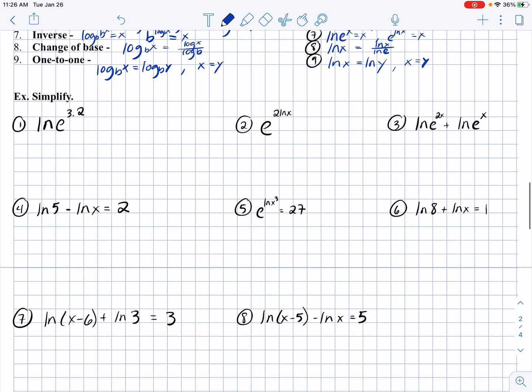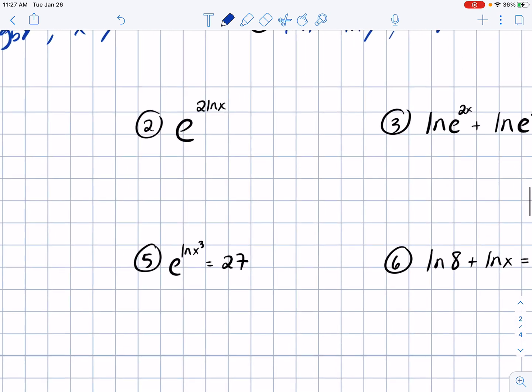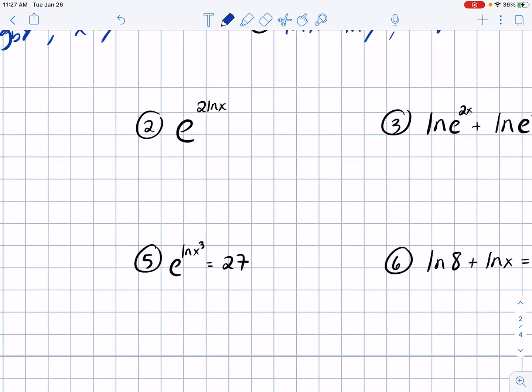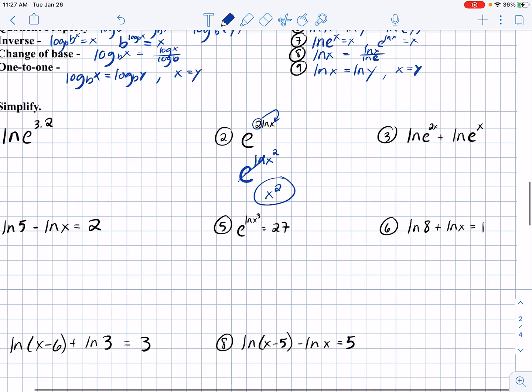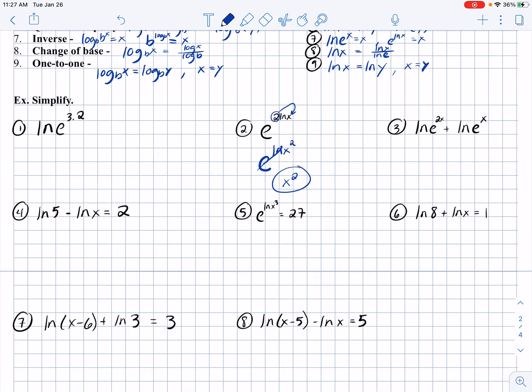I'm just going to jump around and pick about half of these to do together, and then you'll do the other half on your own. Let's start with 2. e to the power of 2 times the natural log of x. We want to use the inverse property here, but first, let's use our power property and write this as e to the power of the natural log of x squared. And now you can use your inverse, and you're just left with x squared.